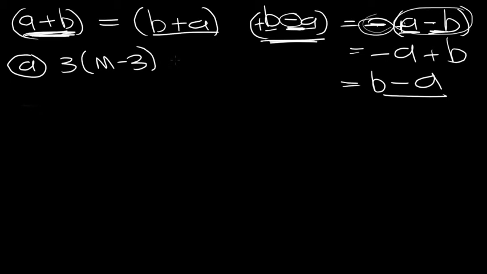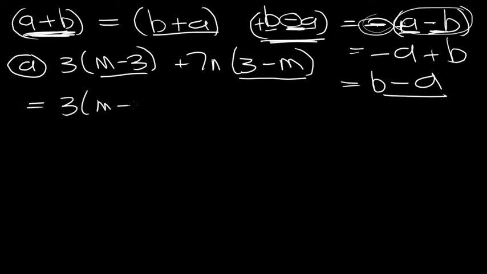You have 3 times m minus 3 plus 7n, then you have 3 minus m. And this is a good example because now we see there's an m minus 3 and a 3 minus m. So ideally we need this 3 minus m to become m minus 3. So let's swap it around. I won't write this sign yet, but we'll see now what's going to happen. If we swap this around, remember what we said, the rule is if you swapped the variable and the constants around in the bracket, you need to take out a minus.